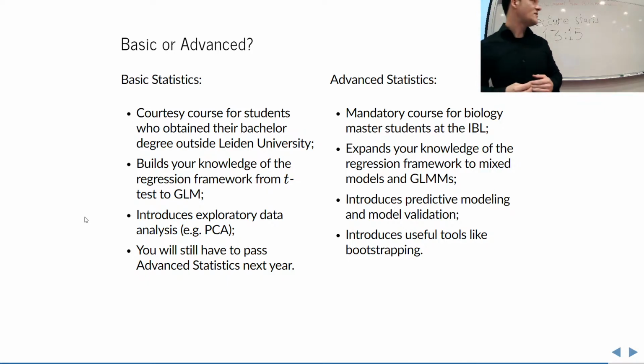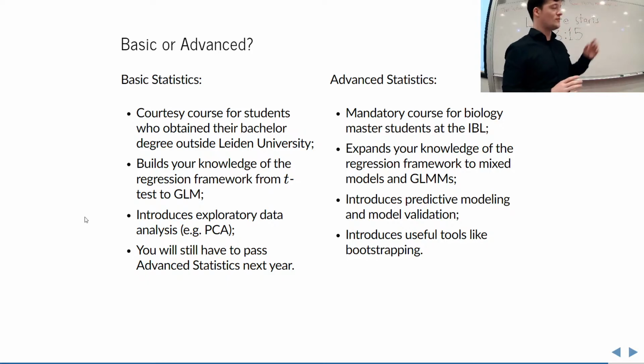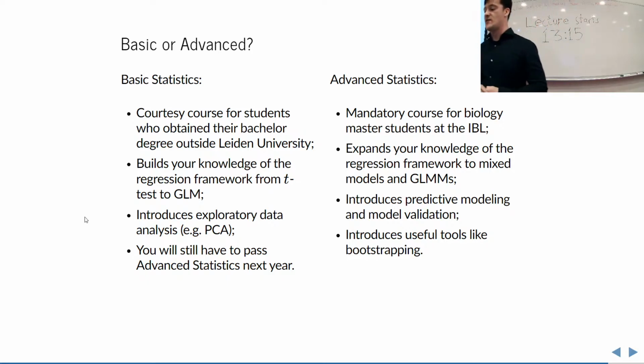Yeah, if you choose basic statistics, you have to pass advanced statistics next year. I'm just going to repeat this one more time. You do get credits for basic statistics, and it is perfectly possible to follow advanced statistics next year and not have a study delay. That's the reason we have 2 courses. So that's what you would choose basic statistics for. In advanced statistics, you have to do it if you want this degree.